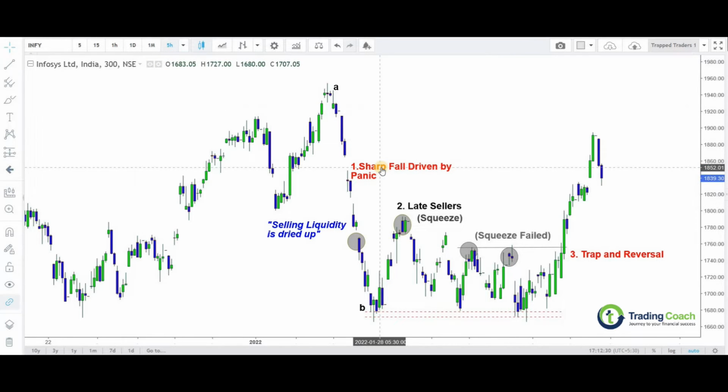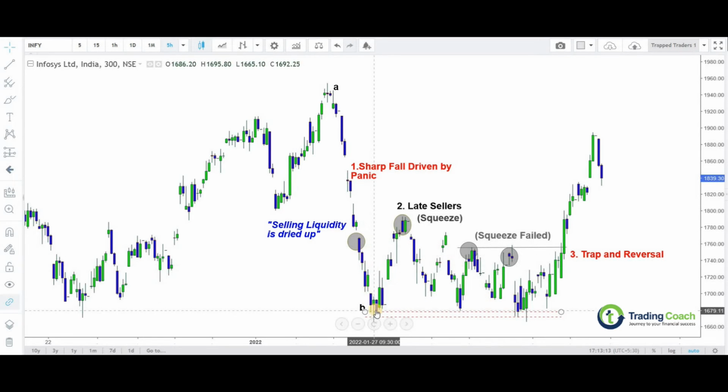If you look at this particular chart, you can see that all the way from point A to point B, there is a nice fall in the market prices, right? There is a sharp fall which is driven by market panic. Right after the sharp fall, you can notice that after this sharp sell-off, most of the selling liquidity is almost done. The selling pressure is almost exhausted. There is no more selling pressure available in the market. All the sellers are already done at this point. There are no more sellers in the market.